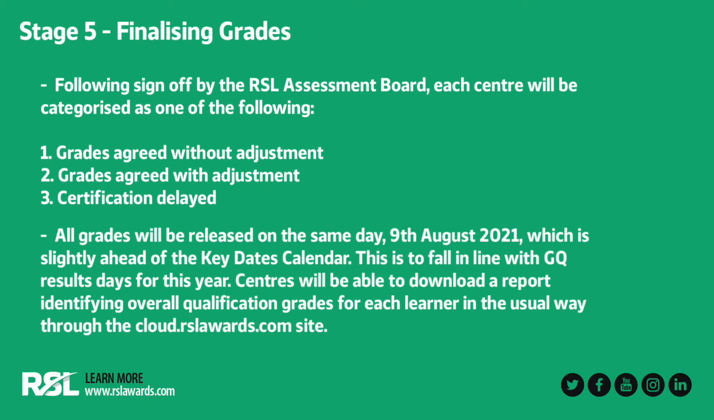All grades will be released on the same day, the 9th of August 2021, which is slightly ahead of the key dates calendar. This is to fall in line with the GQ results day for this year. Centres will be able to download a report identifying overall qualification grades for each learner in the usual way through the cloud.rslawards.com site.